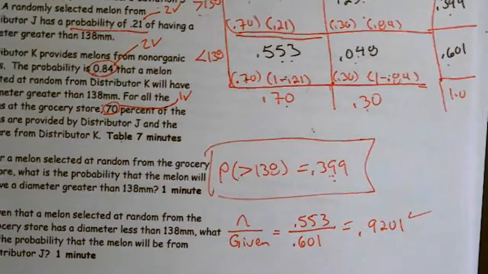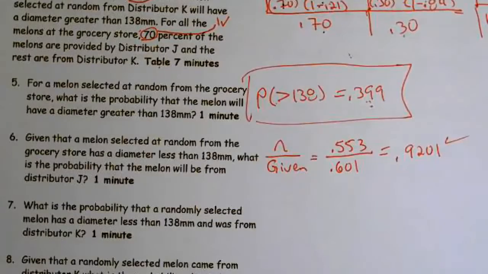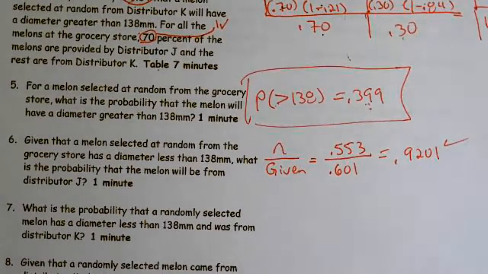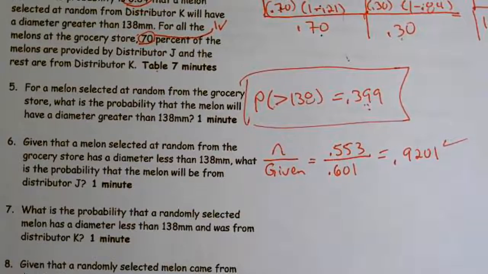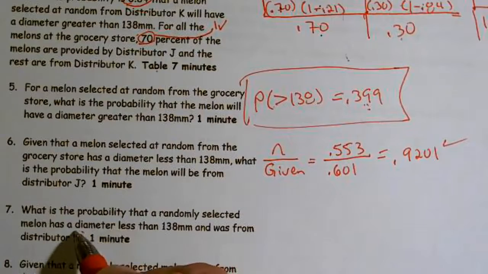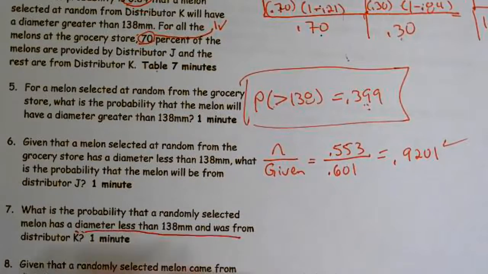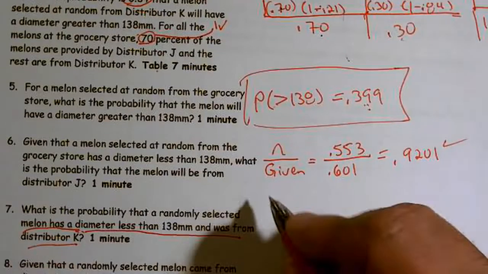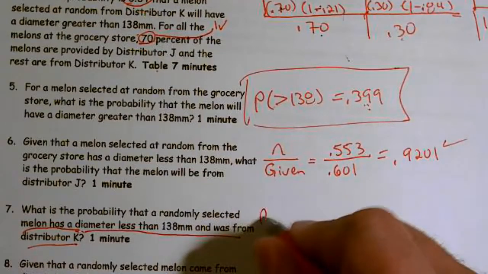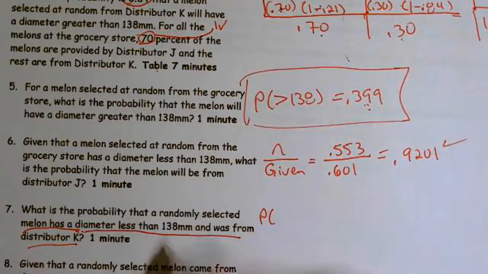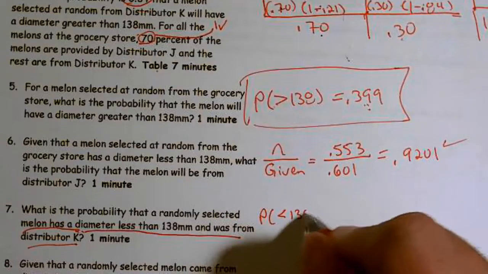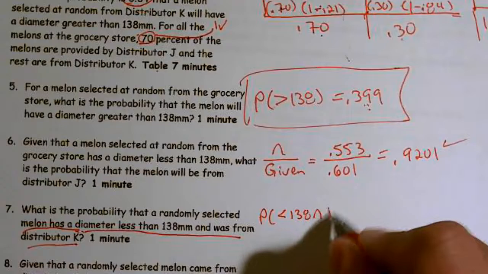The next thing, number 7: what's the probability that a randomly selected melon has a diameter less than 138 and was from distributor K? Let's read that very carefully. Diameter less than 138 and was from distributor K. They said nothing about from a specific group, so they're taking it from the entire population. So we're looking for the probability of less than 138 intersect K.